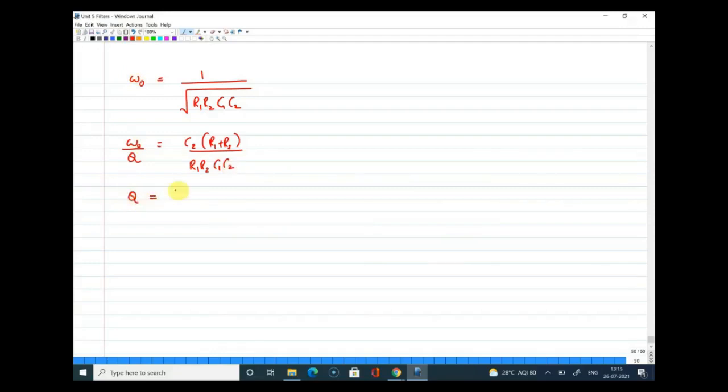You can just multiply it with omega naught here, and you will get the final expression as 1 by R1 plus R2 into under root of R1 R2 C1 divided by C2. So this will be helpful when you actually do designs, right? So are there any questions on this?